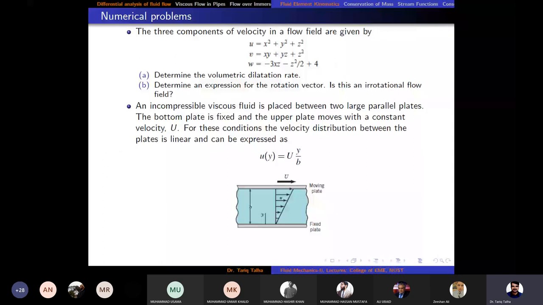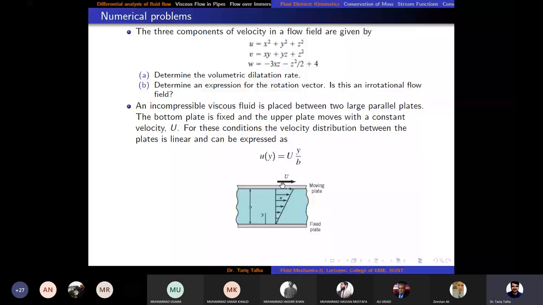An incompressible viscous fluid is placed between two large parallel plates. The bottom plate is fixed and the upper plate moves with the constant velocity U. For those conditions, the velocity distribution between the plates is linear and can be expressed as u as a function of y, equal to U into y upon b. b is the distance between these two plates and y is the vertical distance starting from the bottom plate. So if you put y equal to 0 at the bottom plate, the velocity would be equal to 0. And when you put y equal to b, the distance between the plates, the velocity at the top plate would be equal to capital U.